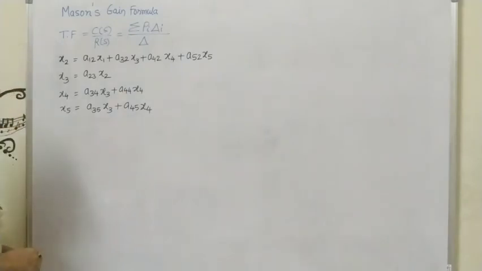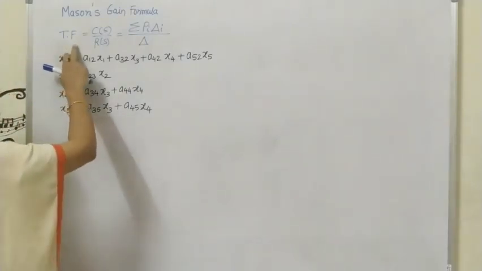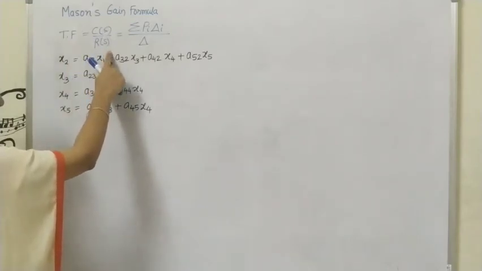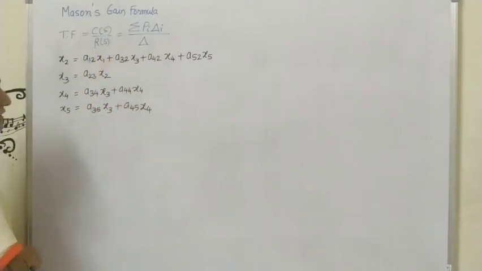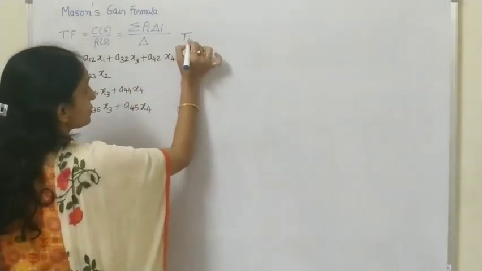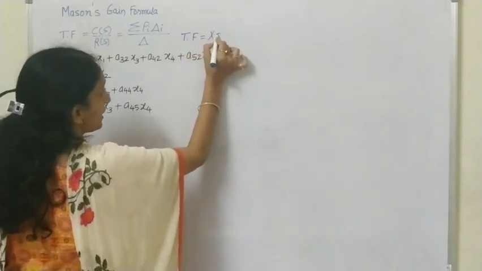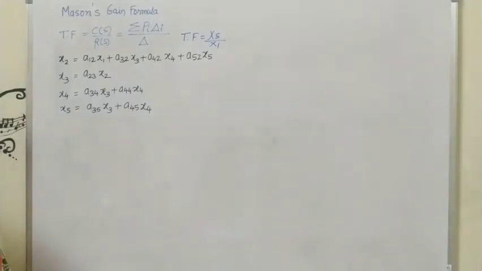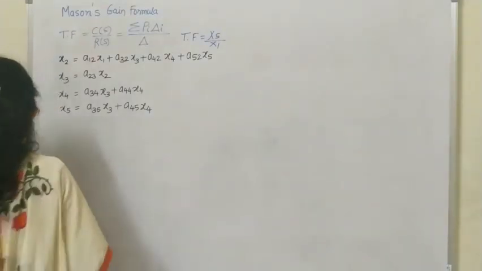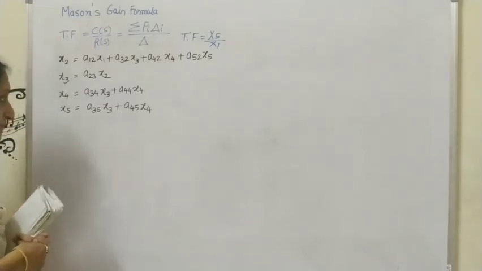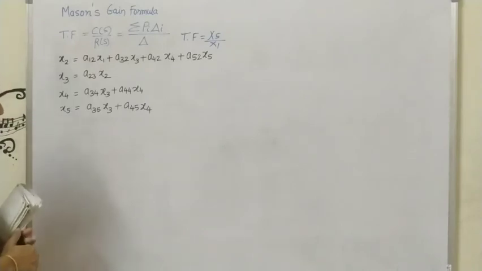See here, the formula for Mason's gain formula: the transfer function is given as Laplace transform of output to Laplace transform of input. So summation of Pi delta i upon delta, and here you have to find the transfer function from this given system. So you have to find the transfer function x5 by x1. It is given in the numerical that you need to find x5 by x1. So from these equations you have to obtain the SFG. How will you obtain the SFG?